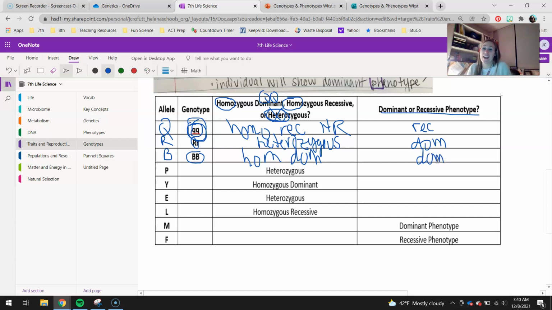Okay, and what we see in real life is that we're talking about one gene with this, but a lot of times things like eye color are influenced by more than one gene. So like I said, we think of it pretty simply in 7th grade science, but as you get into maybe college, it gets a lot more complicated.